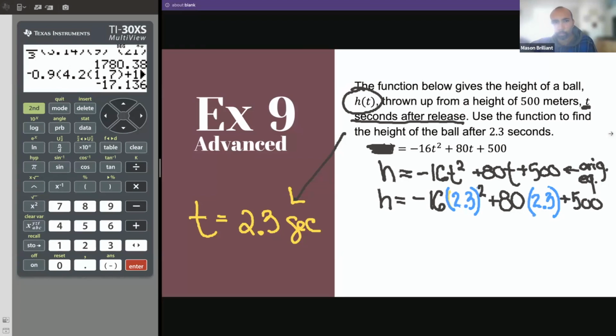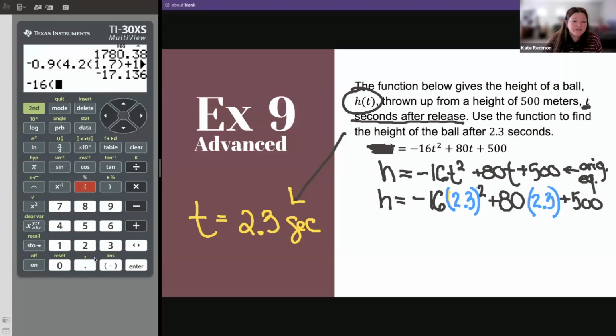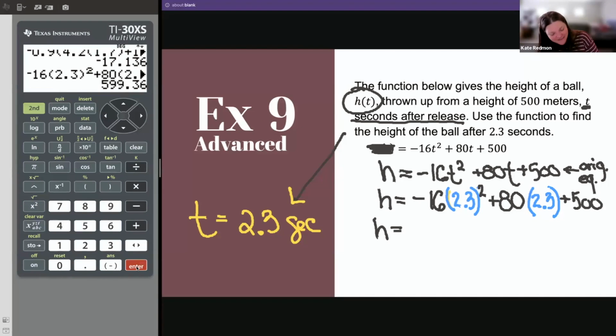Now the right-hand side might be ugly. It might be disgusting. It might make you want to vomit, but it's just numbers. And so your calculator can handle computations for you. Here we go. Let's type the entire right-hand side into our calculator. Negative 16 times 2.3, close parentheses before you square, plus 80 times 2.3 plus 500. h is equal to 599.36.